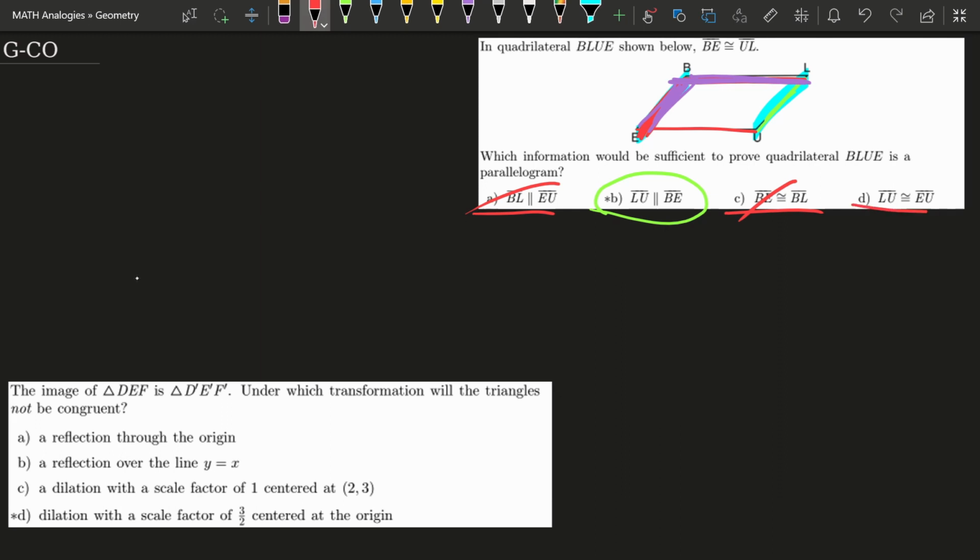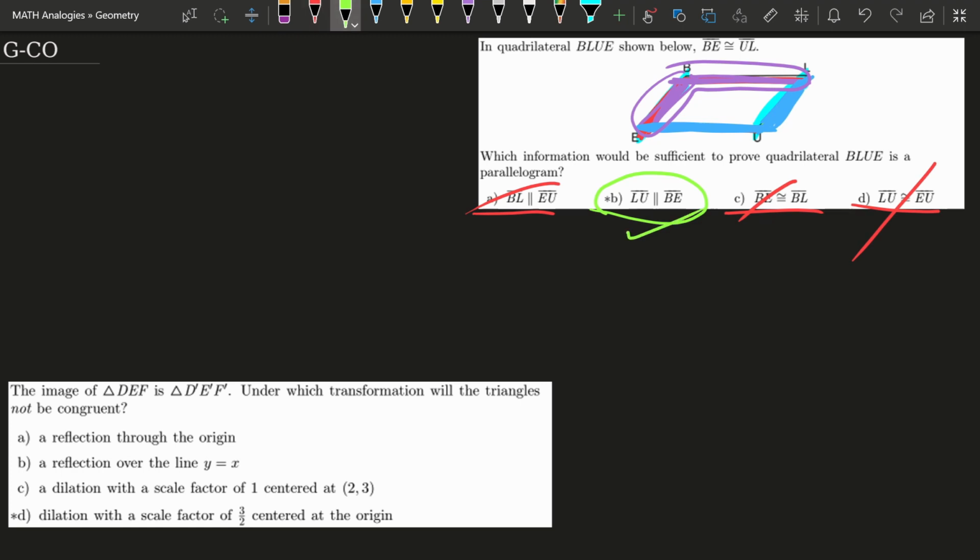Now, last but not least, for D. So for D, what if LU is congruent to EU? Well, you can see we just highlighted the bottom corner, just like earlier we highlighted the top corner. So this is going to be the exact same logic, so it won't be D.